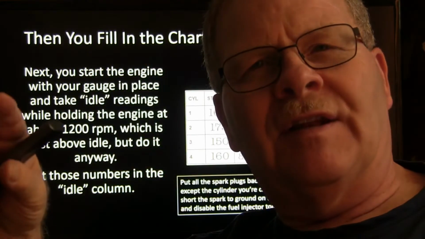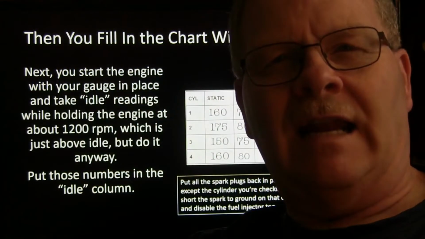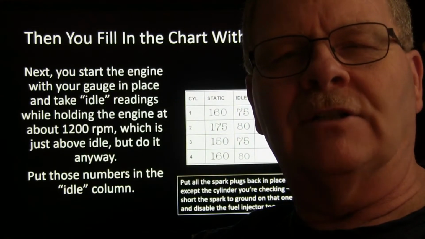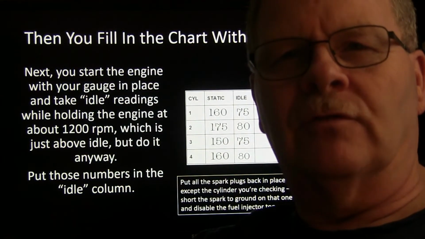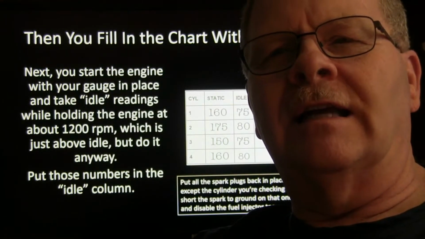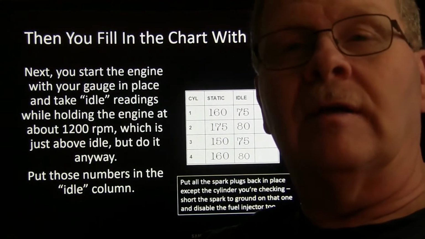Now, you have to remember that a dynamic compression test is only going to be about 30% of what a static compression test is. So if you've got 180 pounds of static compression, when you're spinning it with the throttle wide open and all the other plugs out, then you're only going to get about 60 on average with the running test because of volumetric efficiency.